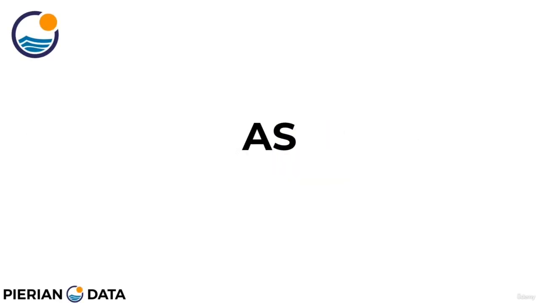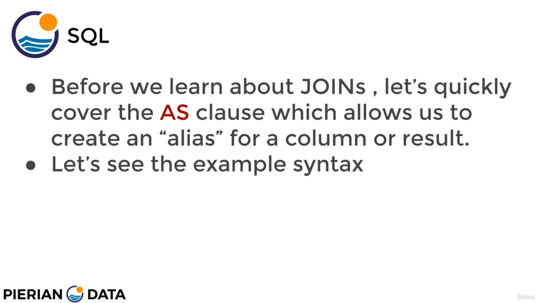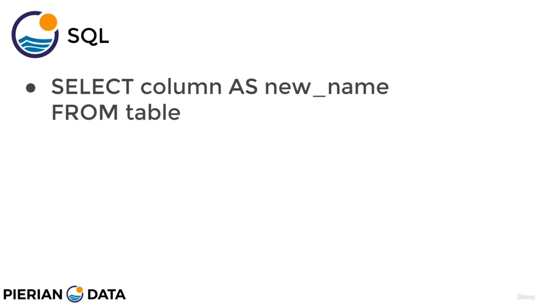Welcome back everyone to this lecture on the AS clause. Before we learn about joins, let's quickly cover this AS clause or AS statement, which allows us to create an alias for a column or result. And what we mean by alias is just an alternative name. Let's see the example syntax for this.